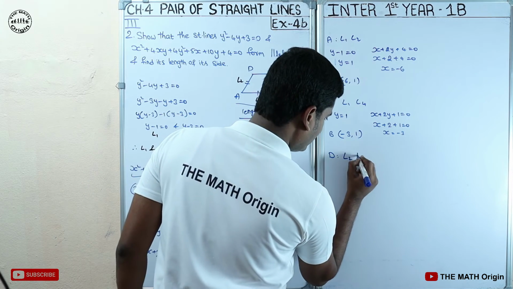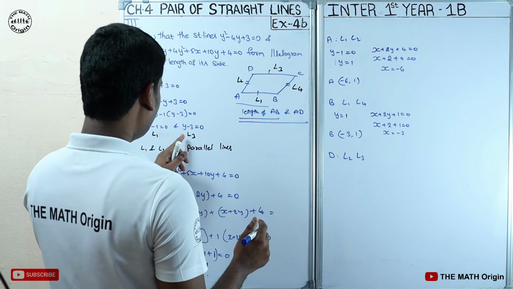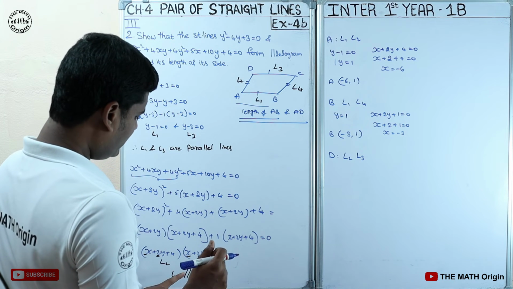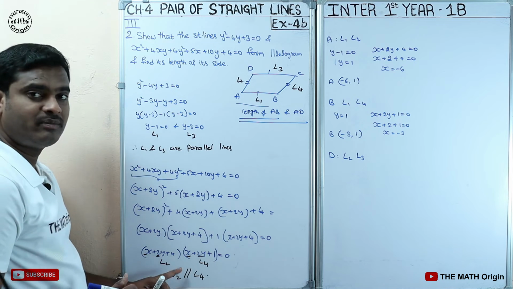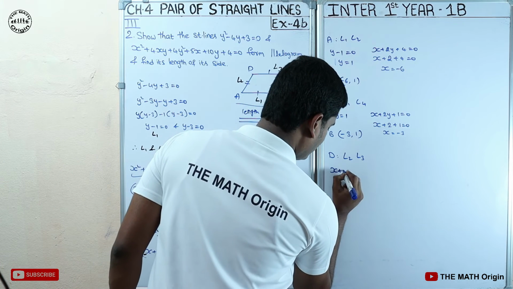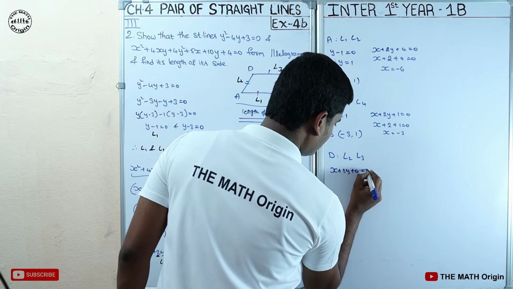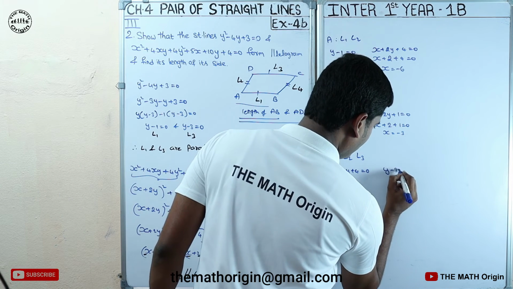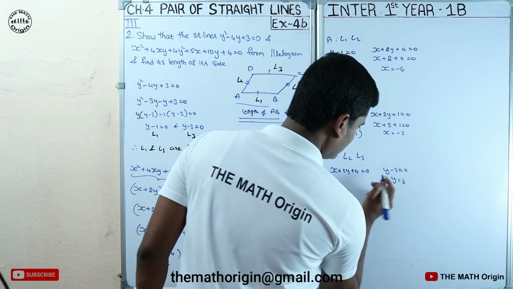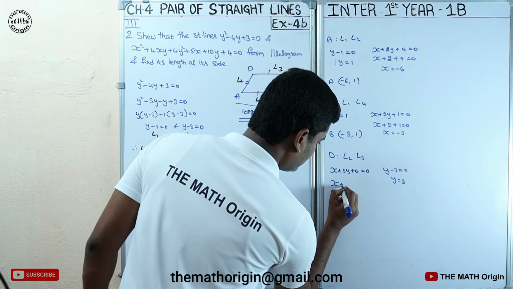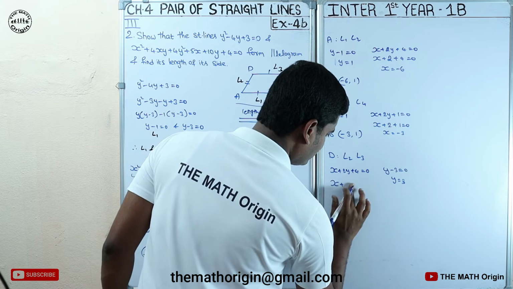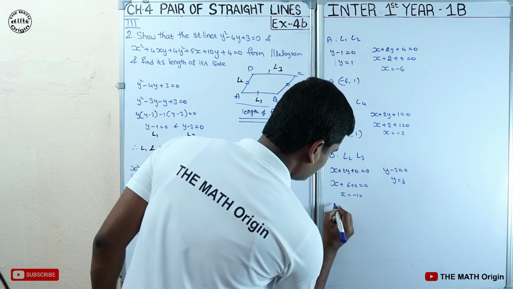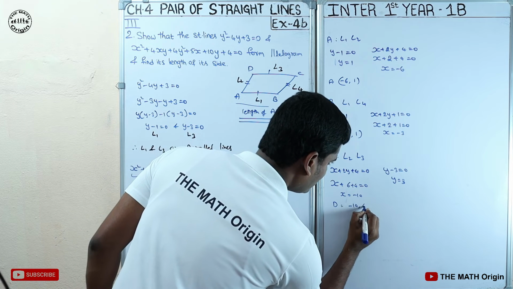So L2, L3. L2 value is x + 2y + 4 equals 0, and L3 value is y minus 3 equals 0. y minus 3 equals 0, y equals 3. So let's substitute the value in this equation. x + 2 into 3, which is 6, plus 4 equals 0, x equals minus 10. Therefore D equals (minus 10, 3).